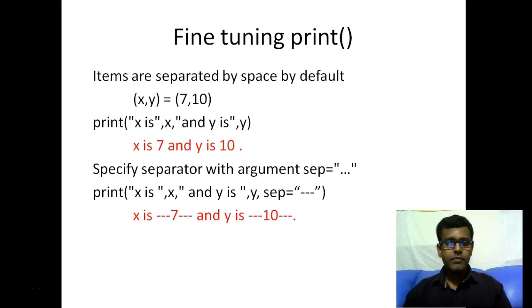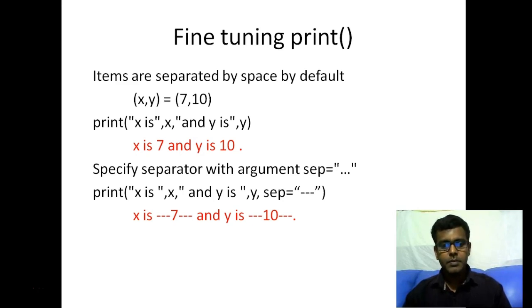Now what can we do more with the print statement? There is an attribute called separator, that is sep. With this we are going to do some more things with the print statement. The first line, x comma y equal to 7 comma 10, is one way of assigning the values to the variables x and y. So x is assigned 7 and y is assigned 10. Next I am printing x is comma x and y is comma y. So x is 7 and y is 10 gets printed. That is the usual print statement.